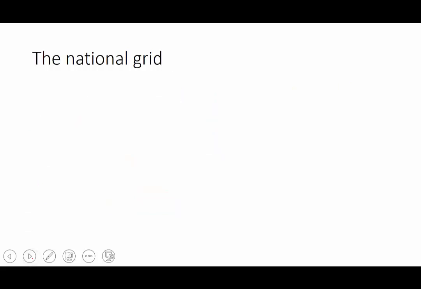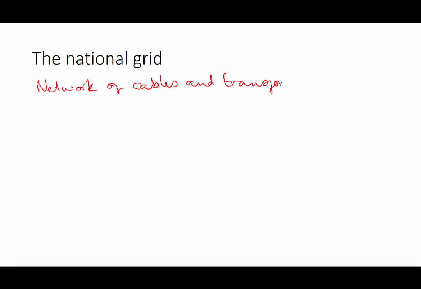Okay, very last bit then, the national grid. The national grid is a network of cables and transformers. That's the definition you need to know. There are two types of transformer, the step-up and step-down transformer. So we've got our power station. When the electricity comes out of the power station, the first place it goes to is a step-up transformer. The step-up transformer increases the voltage.